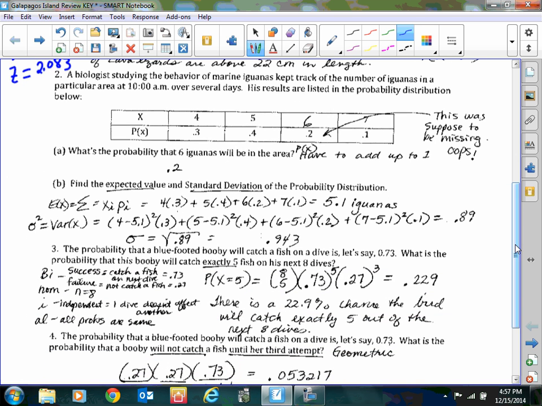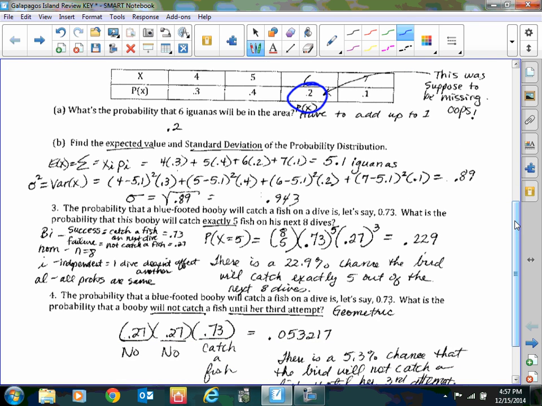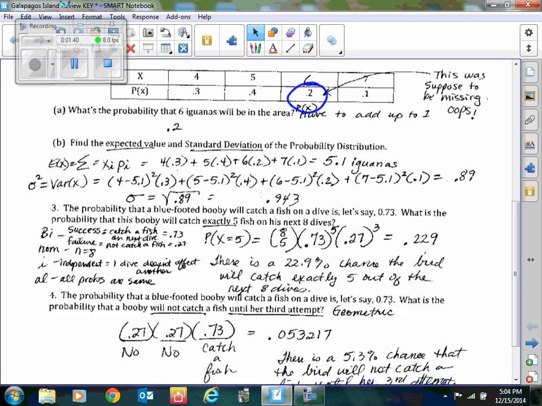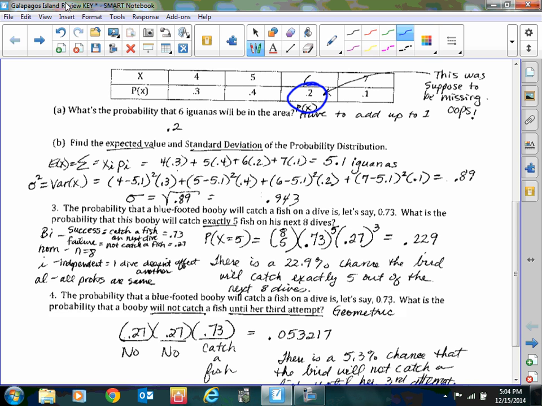All right, number two, this number right here, you had to subtract all the other ones from 1, so you added those up, and 2% is what was missing for the 6 iguanas. So you got that 0.2. Now, when it says find the expected value of this probability, I don't have this in my calculator.